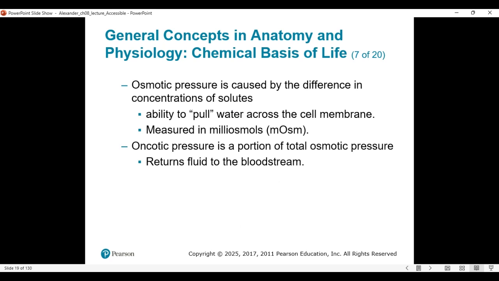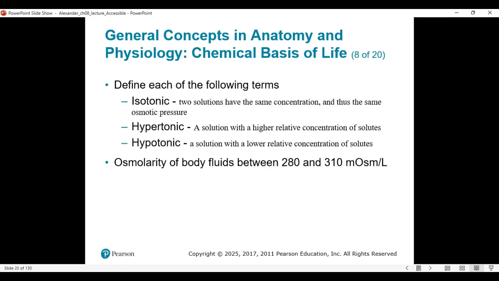Part of this osmotic pressure is called oncotic pressure, and this is how the water is actually pulled back into the intravascular space, or back into the bloodstream. Like I said, if you read your chapters, it gets into a lot of detail on how this works, but we're just going to hit on it in this lecture and move on.